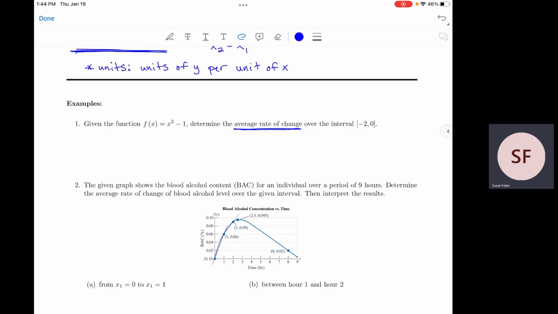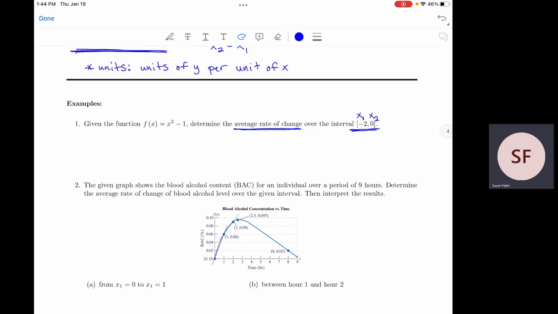Now, this interval, the interval from -2 to 0, what this is saying is that this is the interval from x equals -2 to x equals 0. This is an interval for x values. Because x starts at -2, that's going to be our x1 value. And because x ends at 0, that's going to be our x2 value. Wherever x starts and ends, those are x1 and x2 respectively.